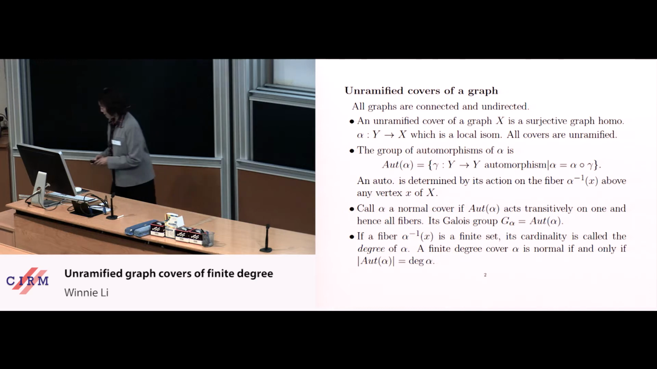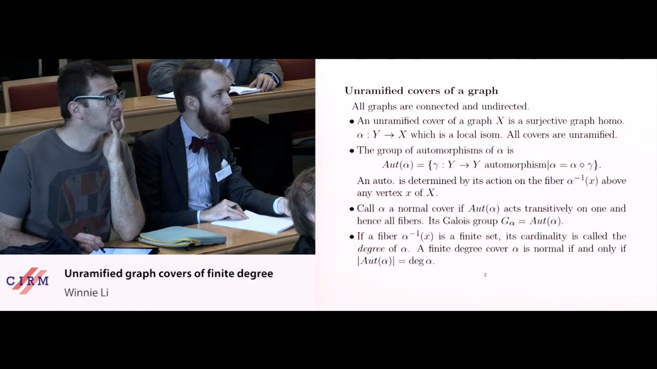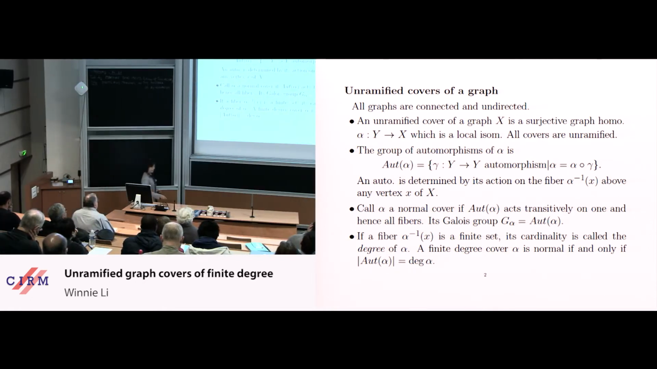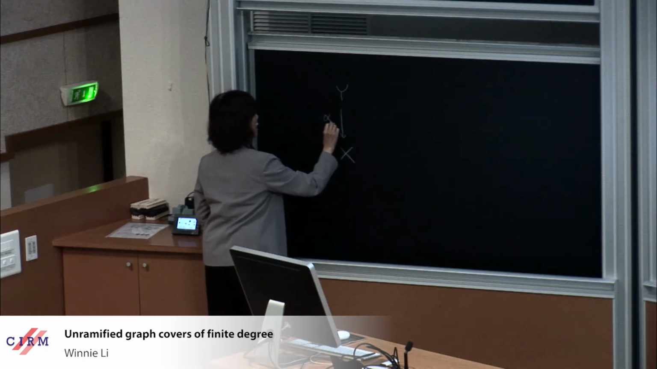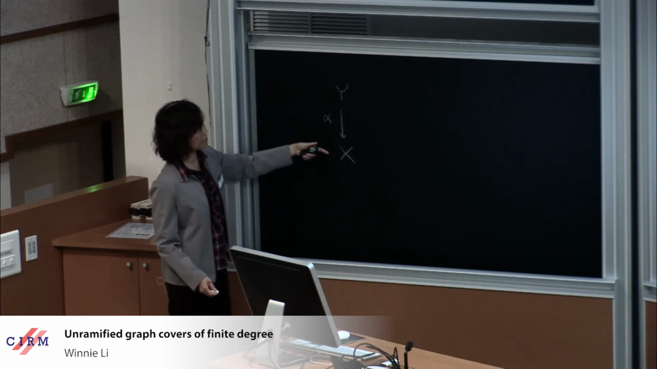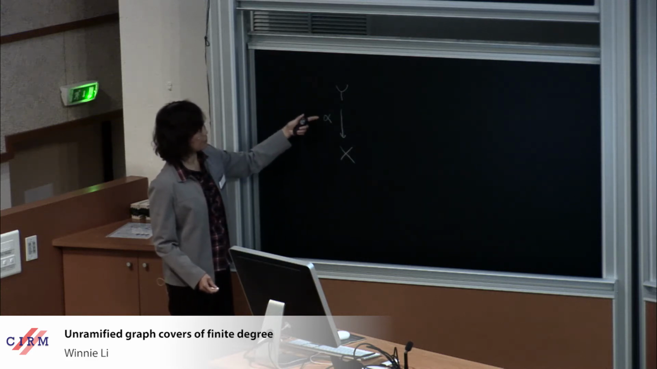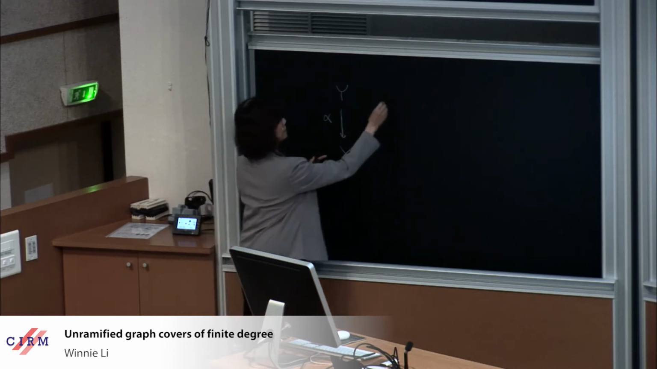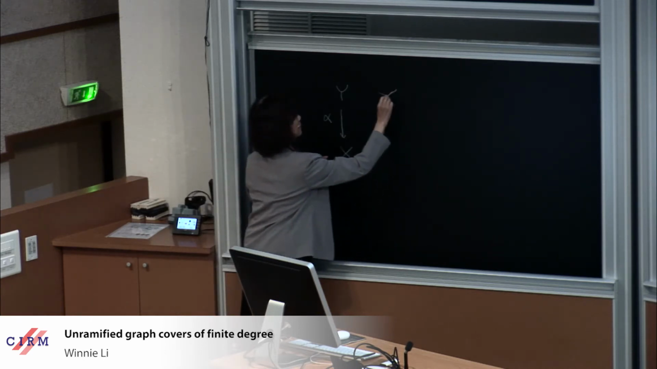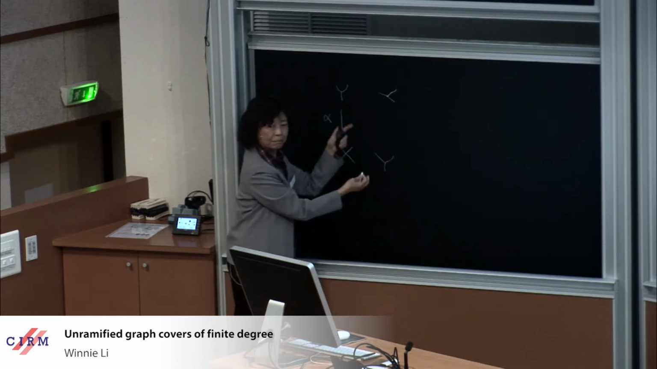Let me start by explaining what an unramified cover is. If we have a graph X down here, and we have another graph Y up there, we have alpha, which is a graph homomorphism, which takes vertices to vertices and edges to edges. We want this alpha to be surjective. And we also want this alpha to be a local isomorphism. That means that if I have a point upstairs and it has a bunch of neighbors, you look at the projected image, and it's exactly the same thing.